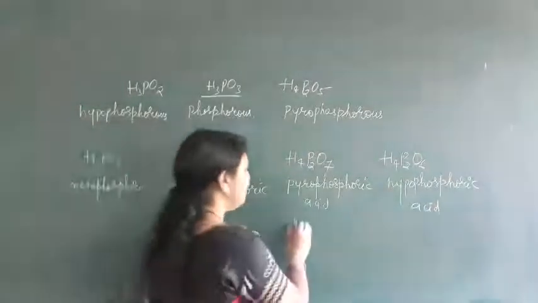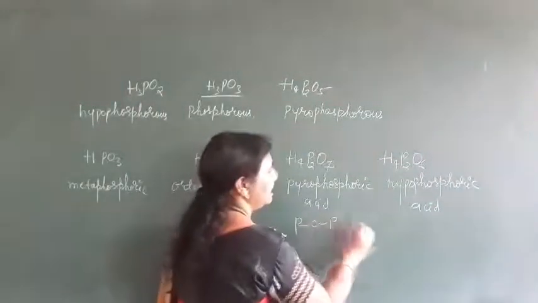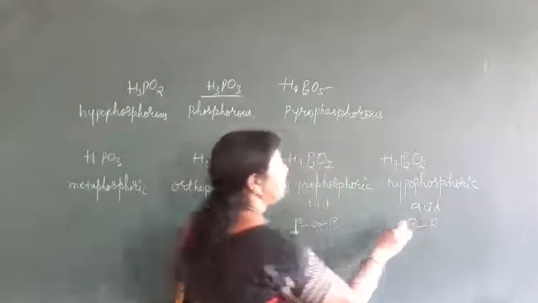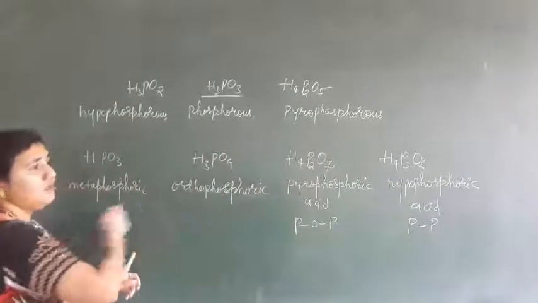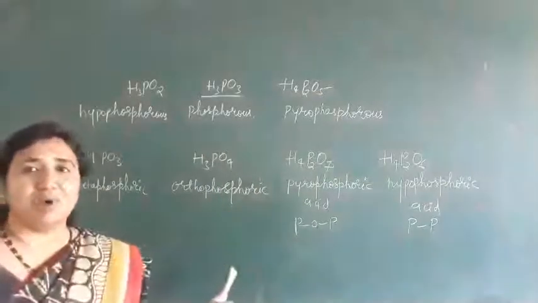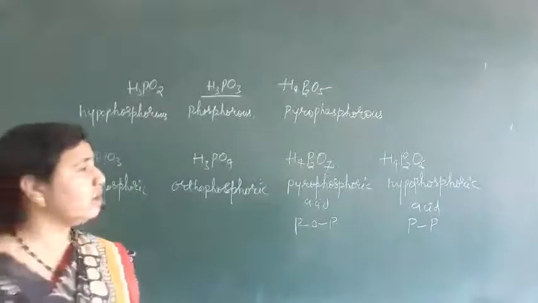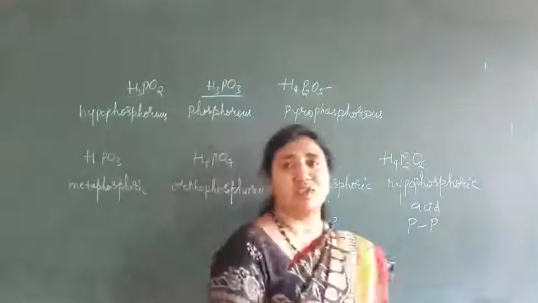This is hypophosphoric acid. Here we have a P-O-P bond, and here we have a P-P bond. And in the ortho and pyro phosphoric acids, there is no P-H bond. So this is all about the oxo acids of phosphorus.